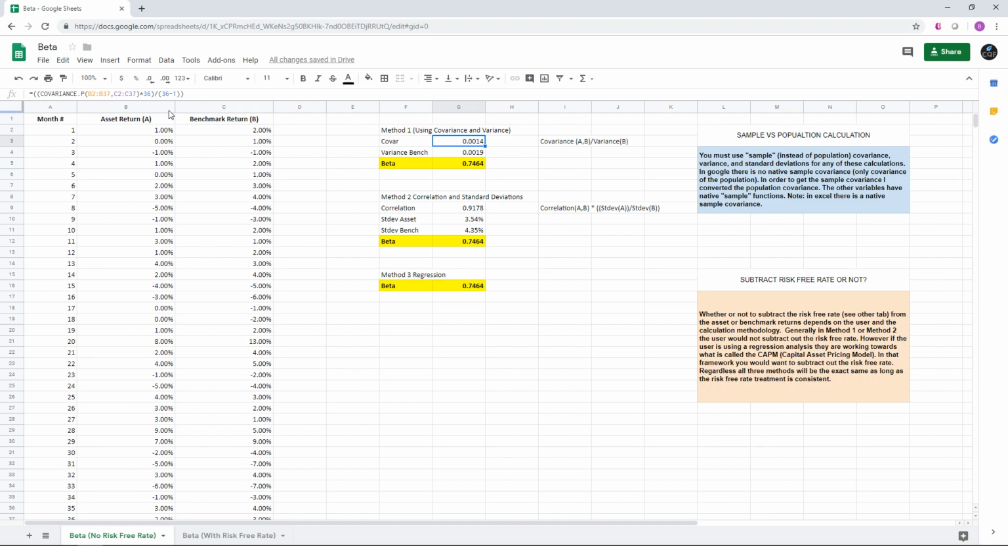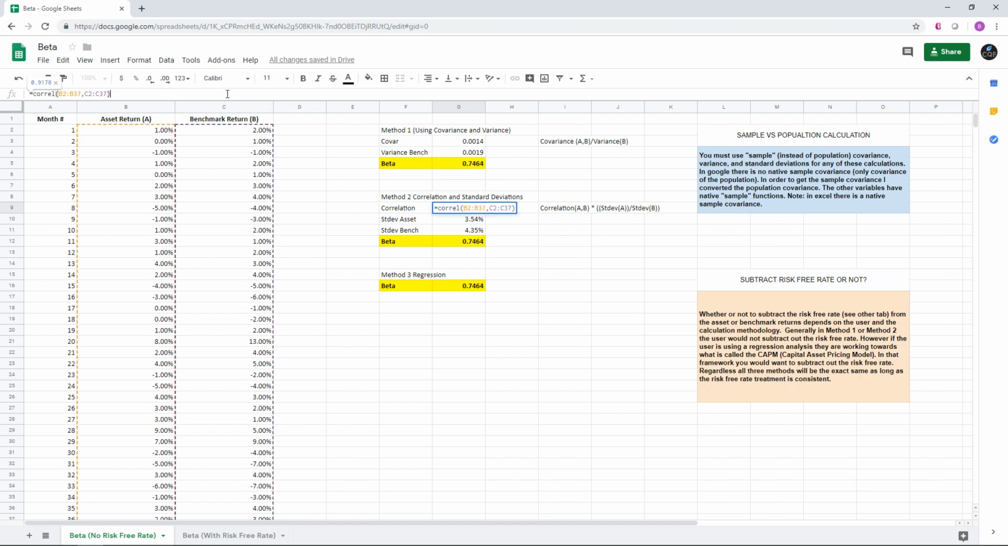So I had to calculate the population covariance and then convert it to the sample covariance, which is just some basic algebra. The variance, so I'm doing the sample variance. You can see the .S here, that signifies sample, and I'm doing that of the benchmark over the last 36 periods. And the beta is simply division of the two. And you can see it is 0.7464.